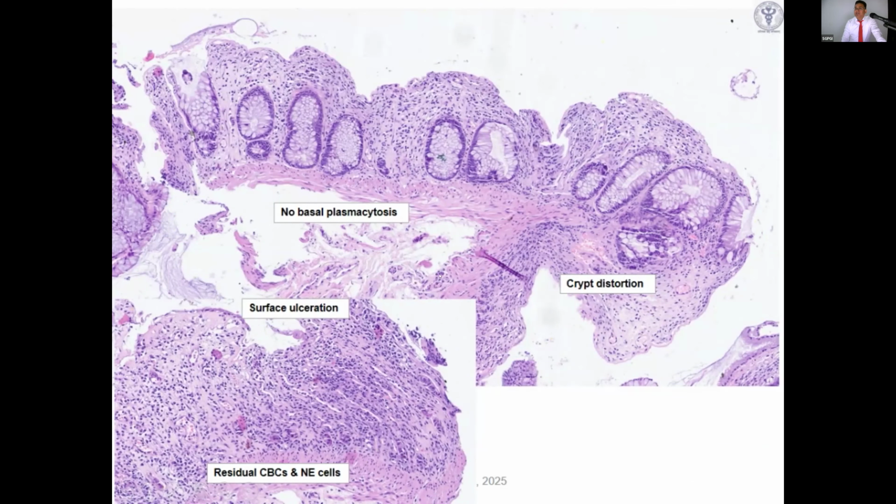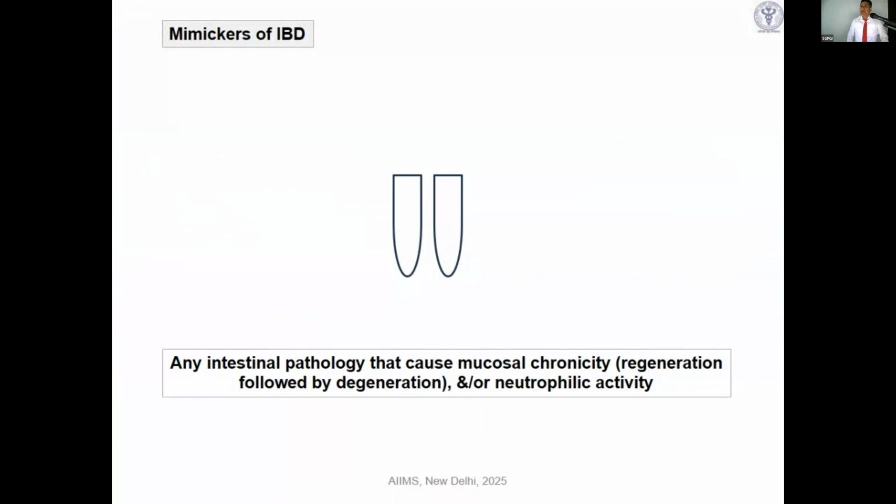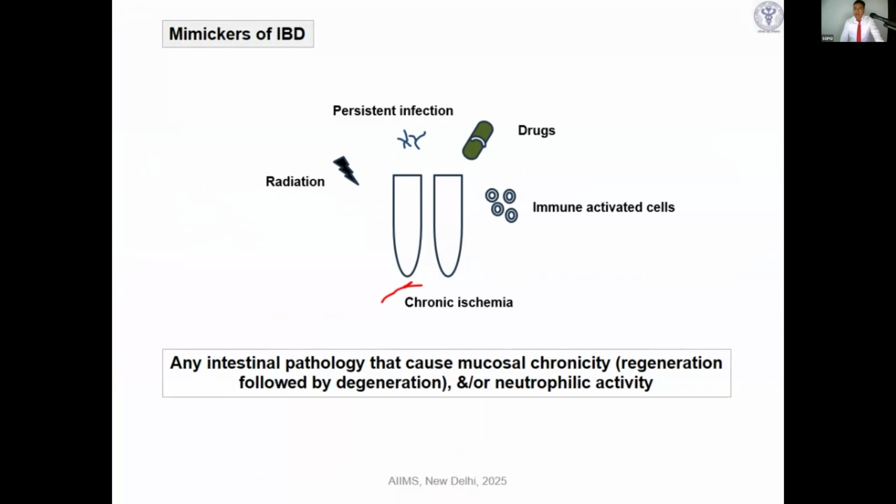These clusters are only lying there. So what is the diagnosis? So this is in that typical clinical information. This is a feature of grade 4 GVHD. Okay. So not only the chronic active changes, you have to look at the other features, which is very important. If we talk about the mimickers, anything which can cause a mucosal regeneration in a background of mucosal damage in the form of neutrophilic infiltrate, that may mimic an IBD. Okay, that can be an infection, that can be a drug, that can be a chronic ischemia or anything.